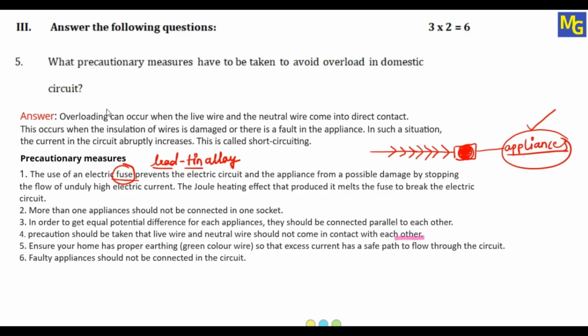So as we have discussed here, what is overloading? Overloading can be caused by the live wire and neutral wire when they come in contact. So you have to avoid that. So that was the fourth one.